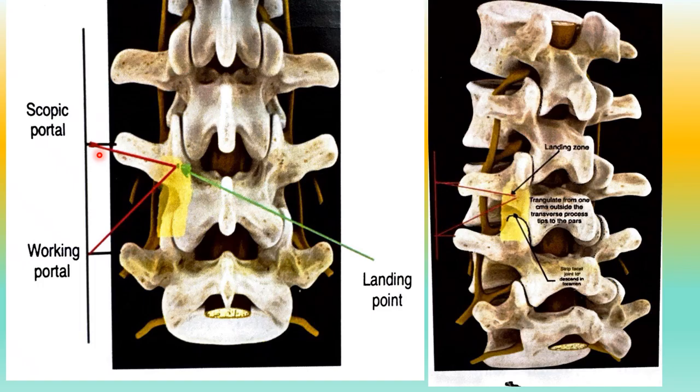This is how we start. 1 centimeter from the mid of the transverse process here, 1 centimeter from the mid of the transverse process at the lower side, and this is the working portal, this is the scope portal. We land on this area, the landing point, and this is our working area. We start drilling at the transverse process and pars junction and proceed like this.